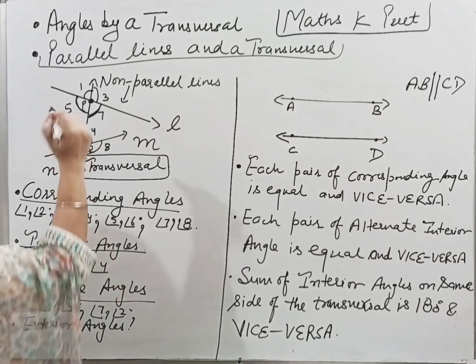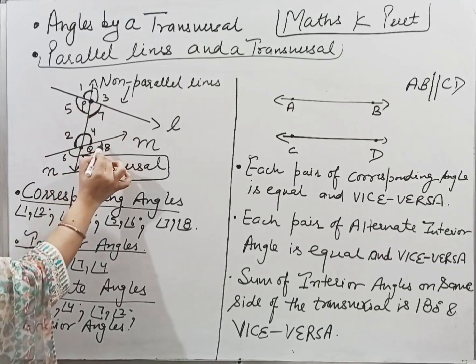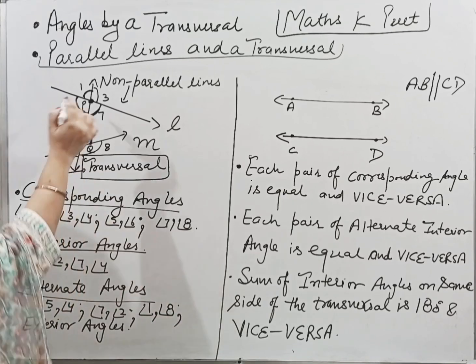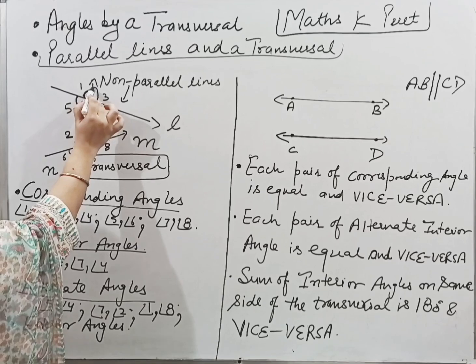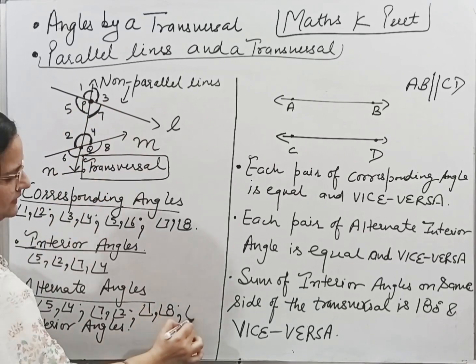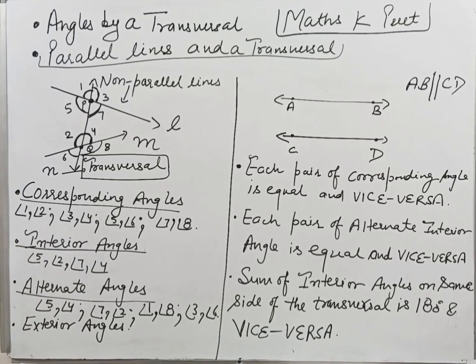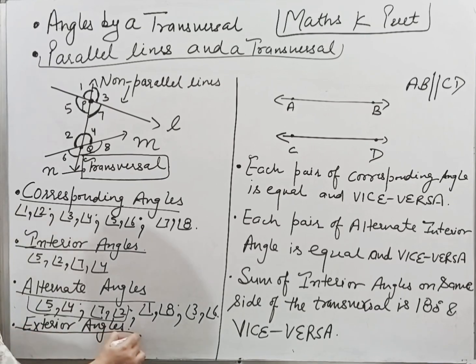The rest of the two pairs of alternate angles are angle 1 and 8. And angle 3 and 6, if I draw a Z like this. So these four pairs are basically alternate angles. The first two pairs give us alternate interior angles and the last two pairs give us alternate exterior angles.